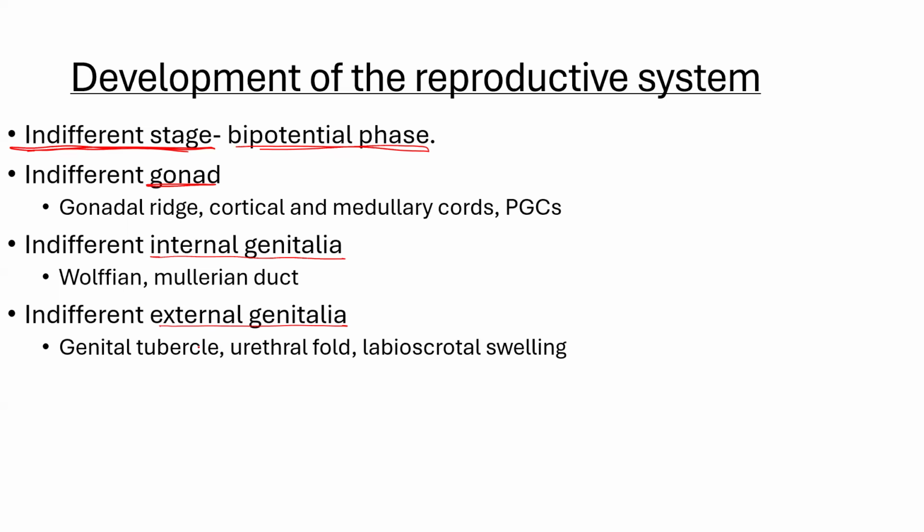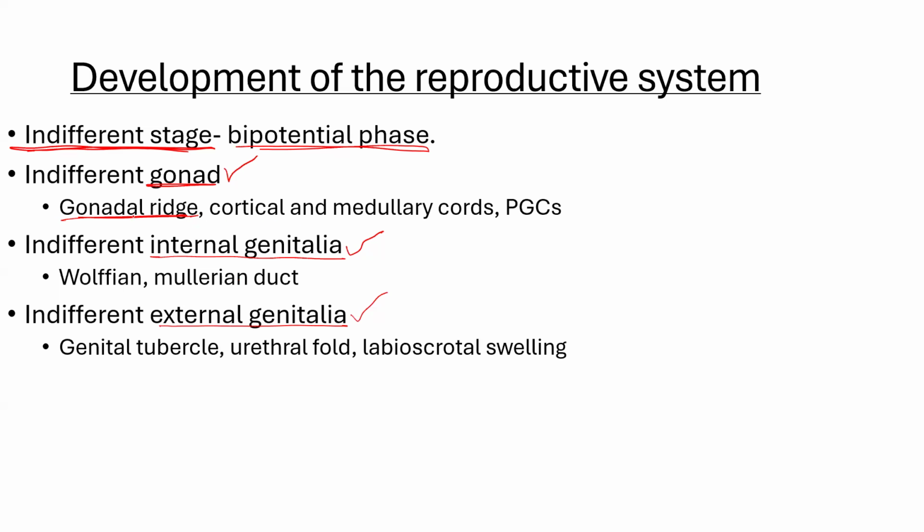So you need to understand what are the components of the indifferent gonad, the indifferent internal genitalia, and the indifferent external genitalia. Now, the indifferent gonad arises from the gonadal ridge. The gonadal ridge is a ridge located in the intermediate mesoderm, found medial to the urinary ridge, the ridge which gives rise to the urinary system.